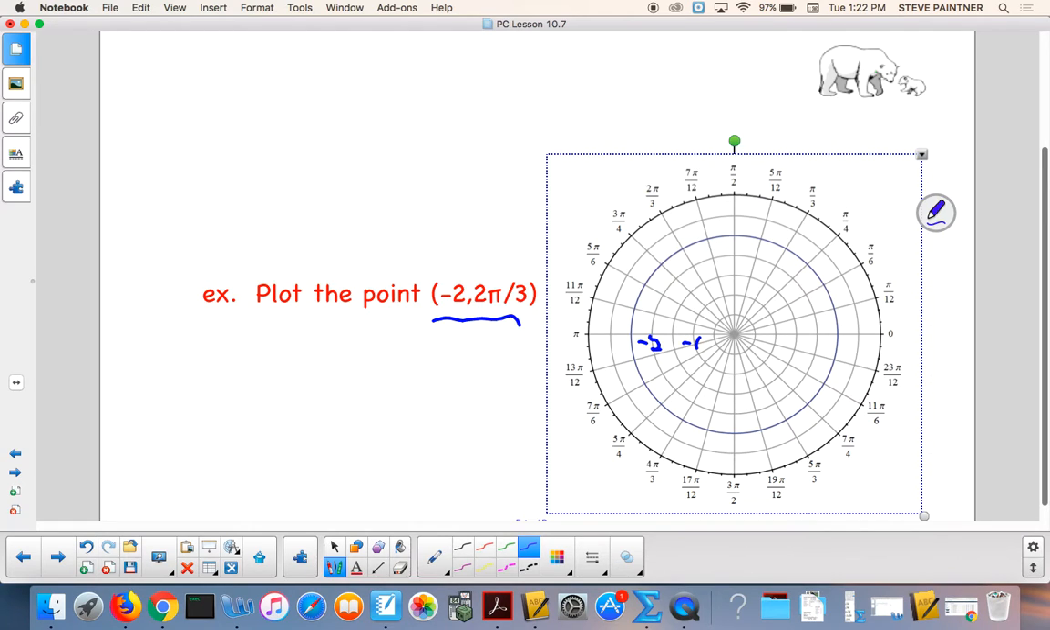For your homework, we're gonna pass out some polar graph paper. So you would go out to -2, right? And then you want to go 2π/3. If it's positive 2π/3, you go counterclockwise in the positive direction. So we go 2π/3.